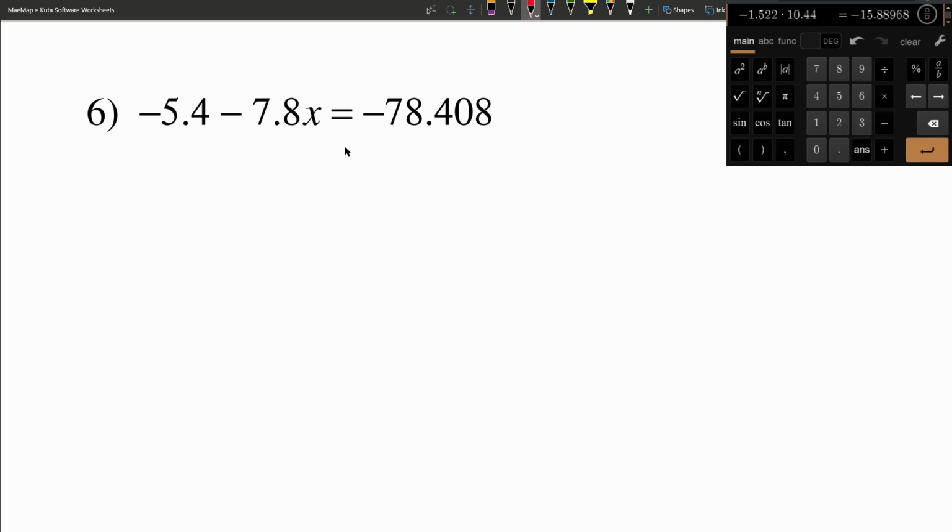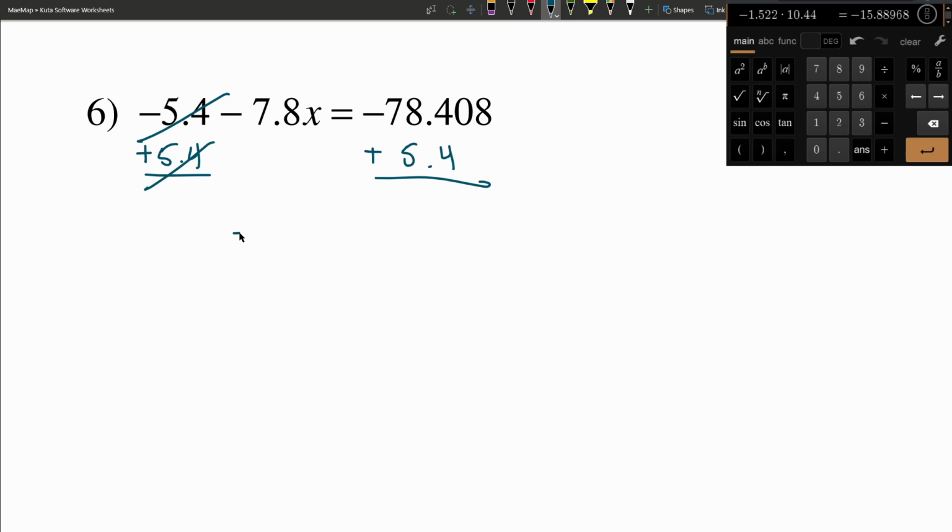For number 6, we have negative 5.4 minus 7.8x equals negative 78.408. The x is multiplied by 7.8 and then subtracted from that negative 5.4. Think about if we were doing the order of operations, multiplication would come before addition or subtraction. So when we're solving, we're going to think of doing the reverse of that. So as opposed to worrying about our multiplication first, we're going to worry about our addition or subtraction first. So I'm going to add 5.4 to both sides.